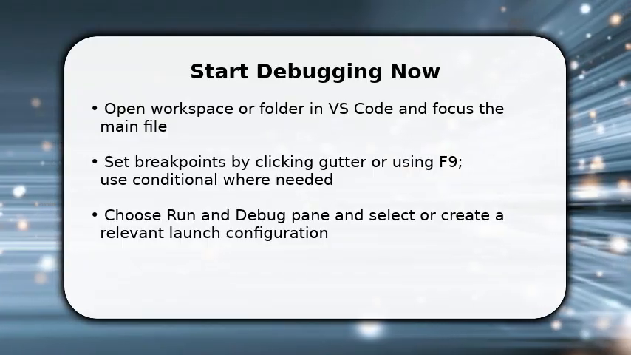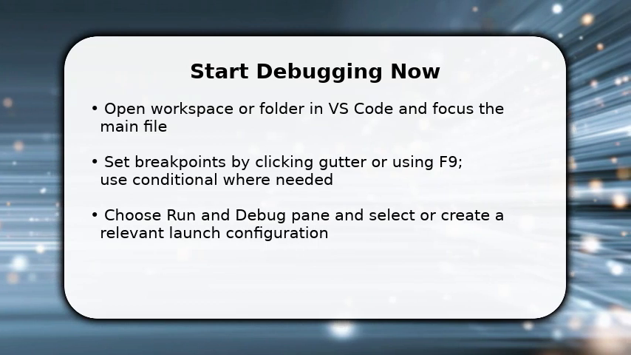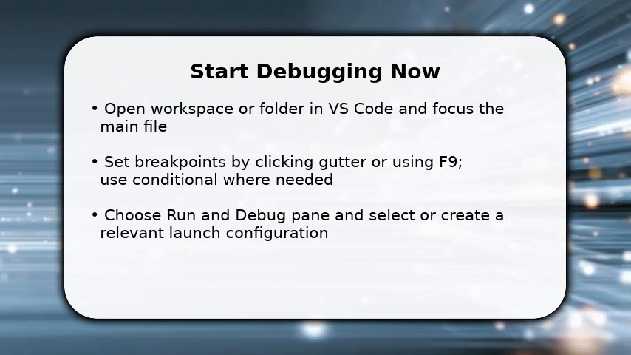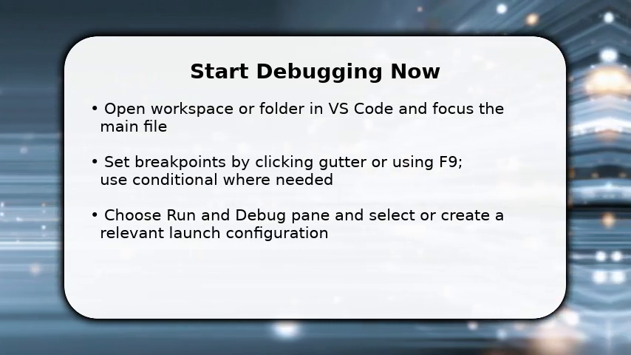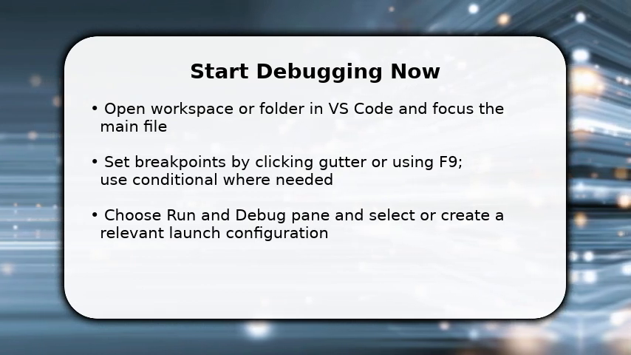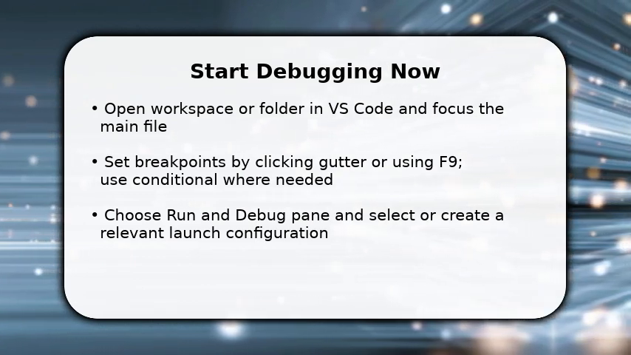You start by opening the actual workspace and putting the editor on the file you want to inspect. Once done, add breakpoints in the gutter or press F9. Use a conditional breakpoint when you need precise triggers.